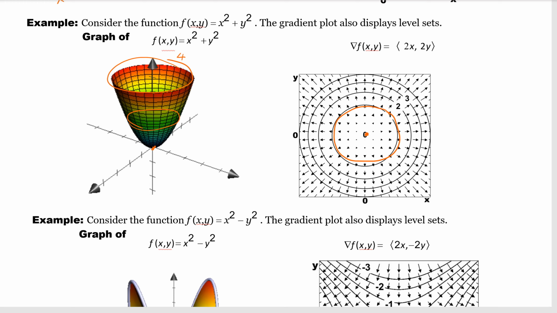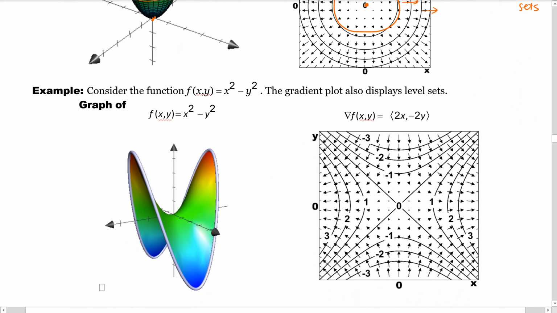Furthermore, I want you to compare the level curves and the gradient vectors. Can you see it's perpendicular to the level curve? Can you see? Actually, this is true: the gradient vector is perpendicular to the level set. Okay, let's continue.